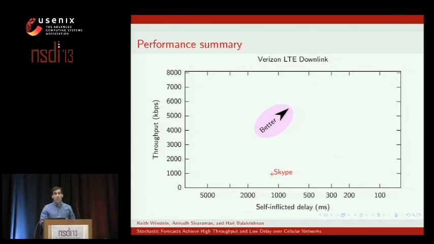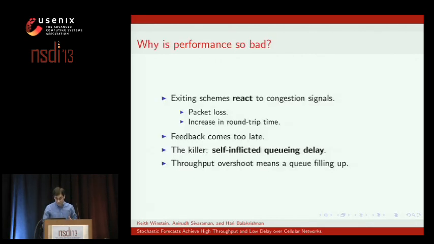It seems to average about 1 megabit per second. I guess you could have a video conference at 1 megabit per second, but the delay is more than 1 second. That's just not going to cut it if you want to have a conversation with someone. So that's Skype. Why is the performance so bad?